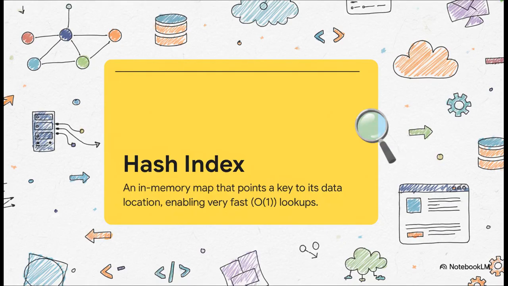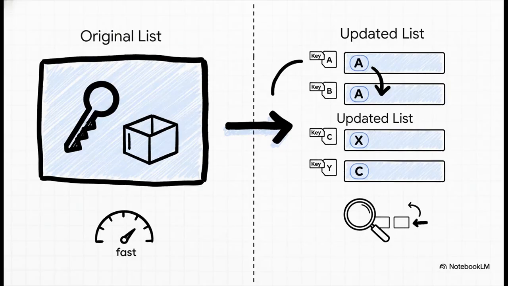Okay, but scanning a whole log to read something is pretty slow. So databases use indexes to speed things up. A hash index is just a simple map you keep in memory that tells you exactly where to find a piece of data. It makes looking things up insanely fast. We're talking O(1) performance. And this pattern is literally everywhere on the front end.